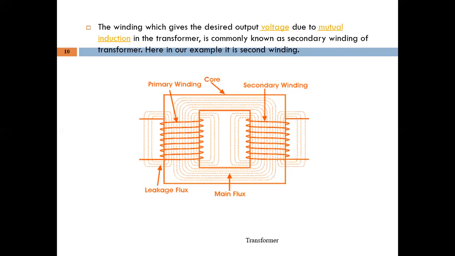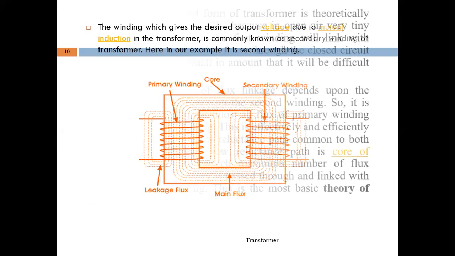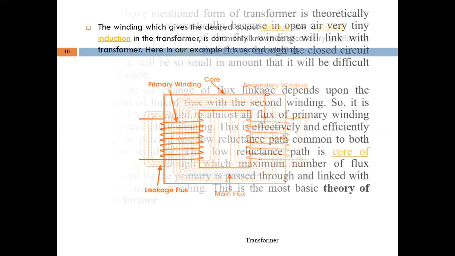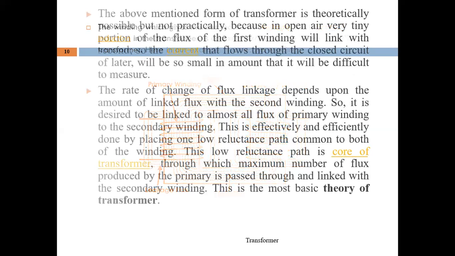So here is an example of the secondary winding. There is the primary winding on the left hand side and the secondary winding on the right hand side. There is a core in between.